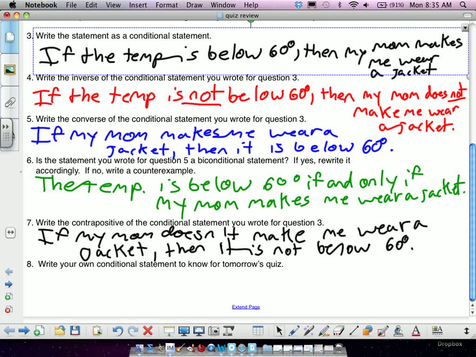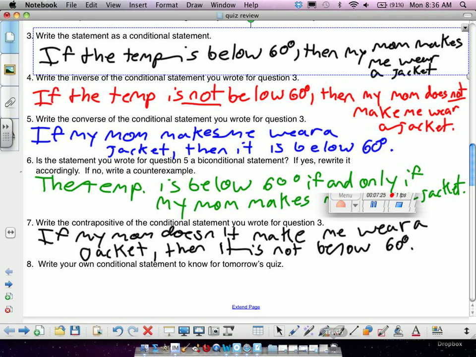Okay, does anybody want to share out their own conditional statement? Go ahead. If her blood mother and father are African American, then you are. Okay, good. Anybody else? You need to have one for tomorrow's quiz. You're going to have to do stuff with it. So we're giving you the chance right now to make sure you think of one before you come in. So make sure you ask questions if you need it. I'm going to put the example of converses back up so you can copy them down.